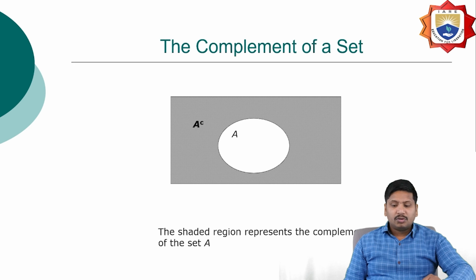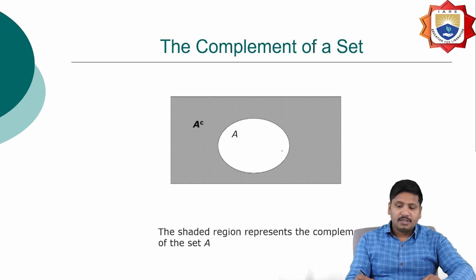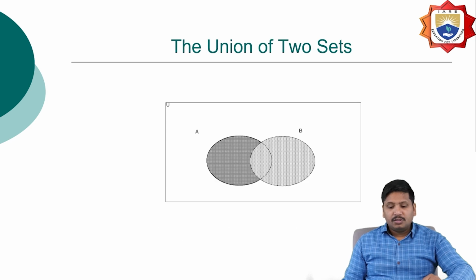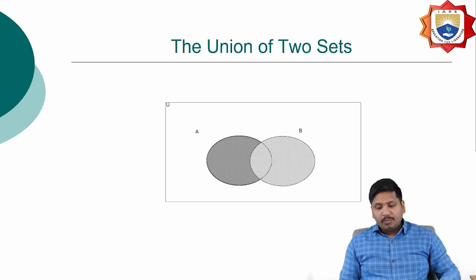So what is the complement of set A? That means all the elements in the universe are treated as the complement, except the elements which are present in A. So diagrammatically, how can I represent it?